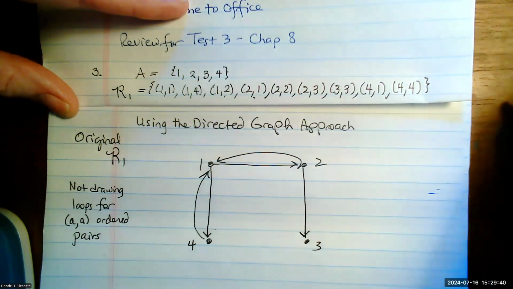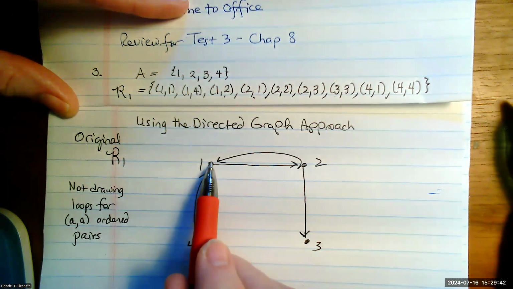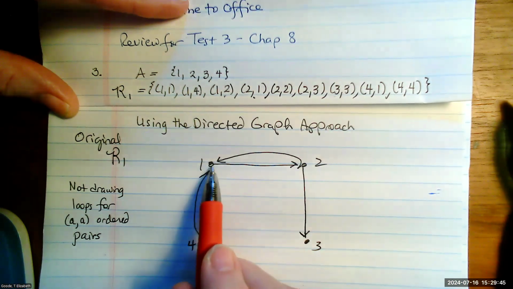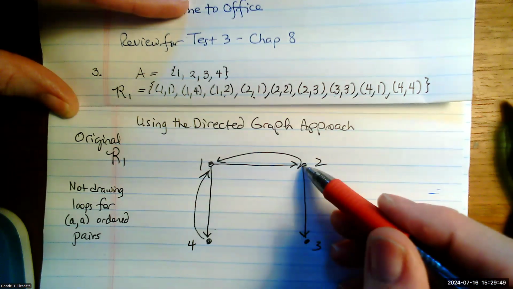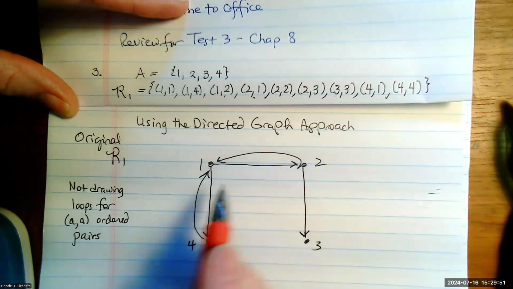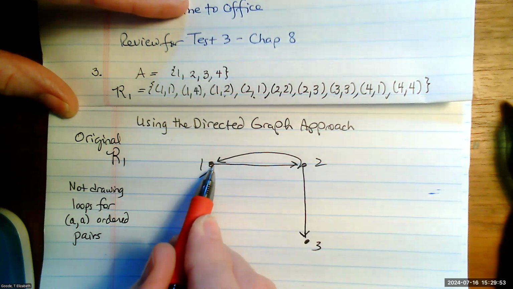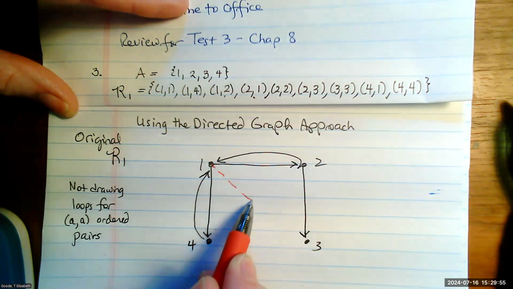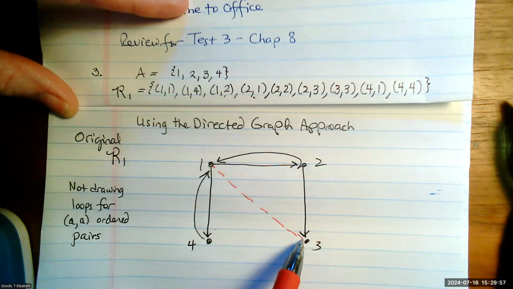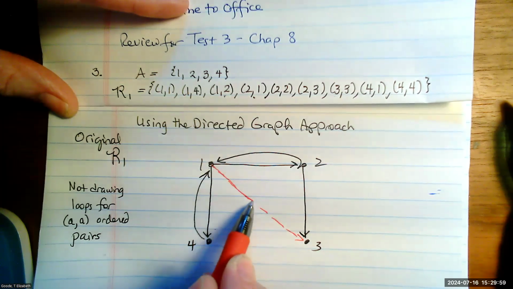But now, let's see if we can understand it. All right, so let's just start at 1. Where can we get to from 1? Well, we can go from 1 to 2, and we can go from 2 to 3. So we want the shortcut from 1 to 3. So we're going to add 1, comma 3.